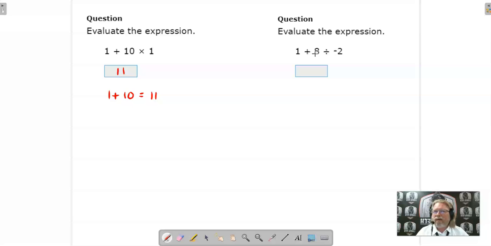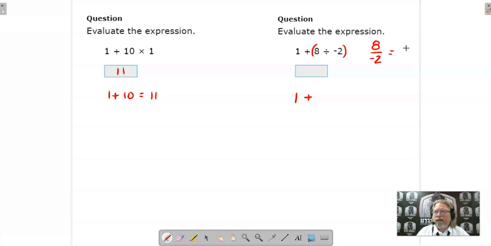So I have addition and I have division. I know that according to PEMDAS, order of operations, I need to do this division first. So I'm going to focus on the 8 divided by -2. I'm going to put my 1 plus, and then whatever 8 divided by -2 is. I kind of like fractions as well. Every fraction is a division problem. So 8 divided by -2.